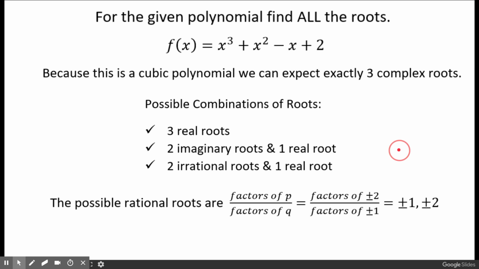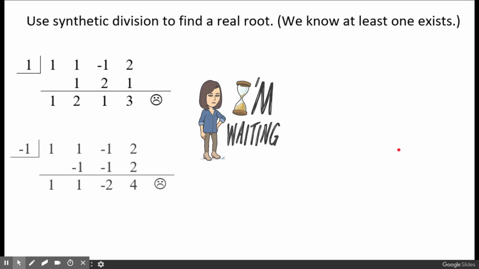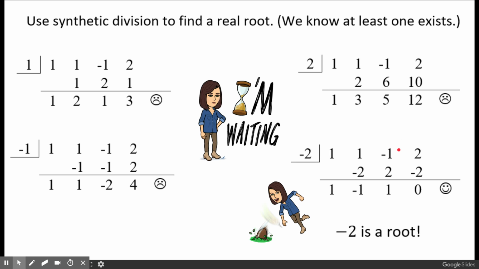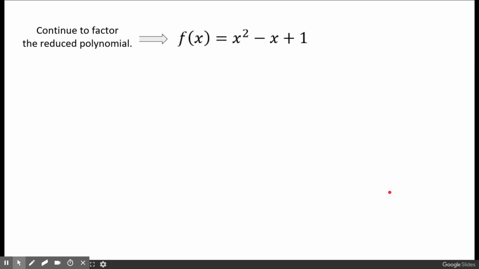So the next thing we're going to do is test all of the roots using synthetic division. And we know we're going to have at least 1 real root. So we test 1, we test -1, 2. Finally, we get to -2. That's a root. -2 is a root. Now, if you notice, we have now reduced our cubic polynomial and we have new coefficients for our quadratic. So we're going to have 1x squared minus x plus 1. That's our reduced polynomial.